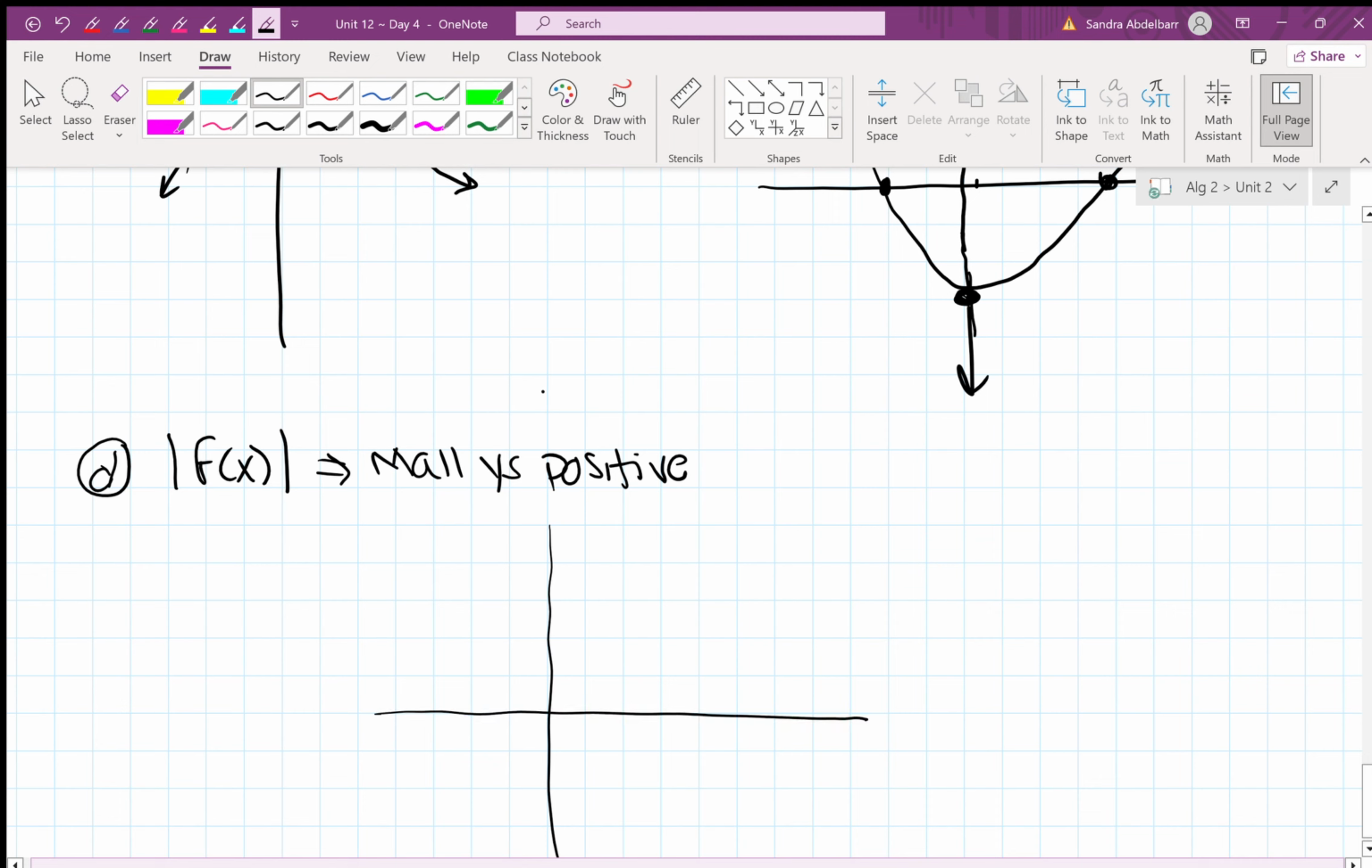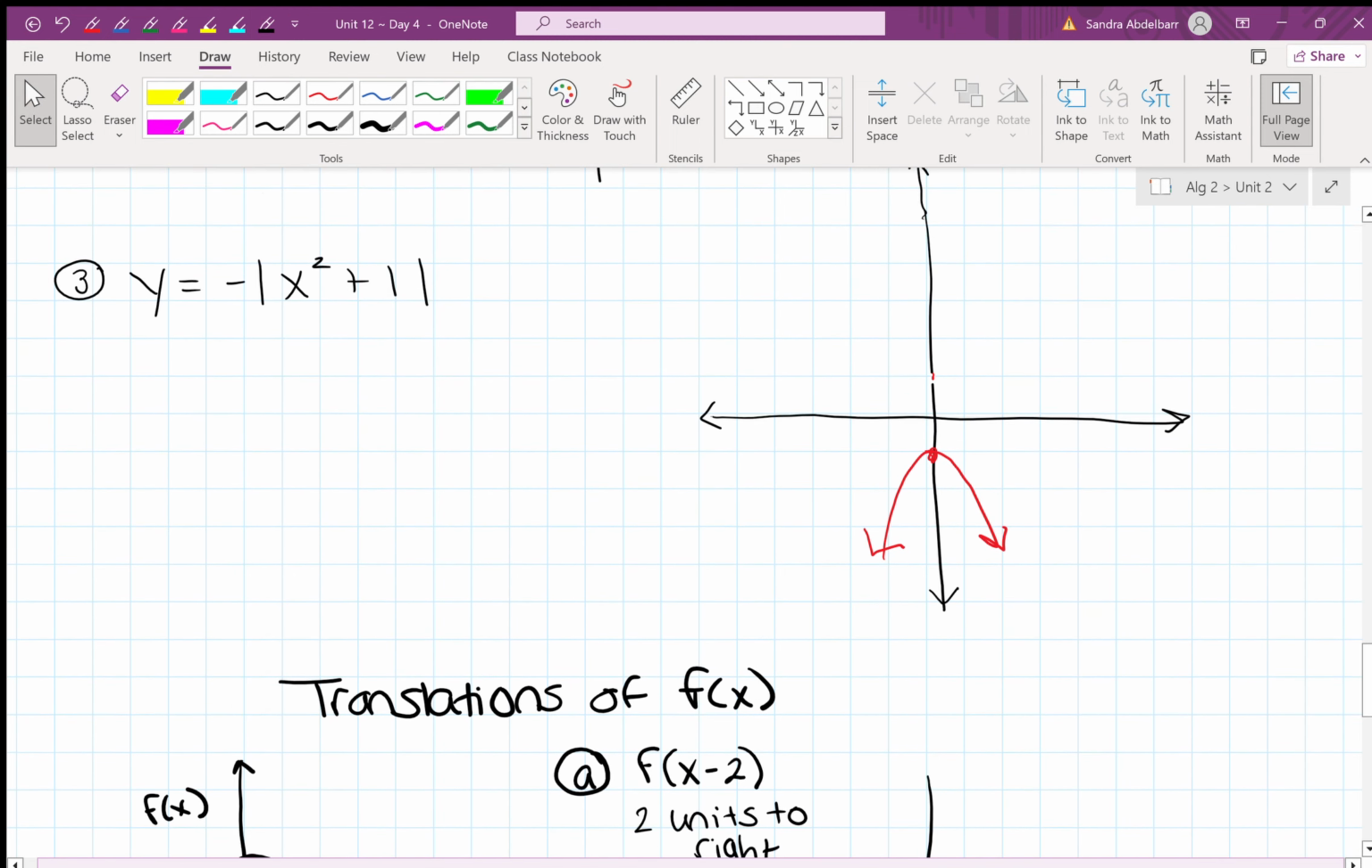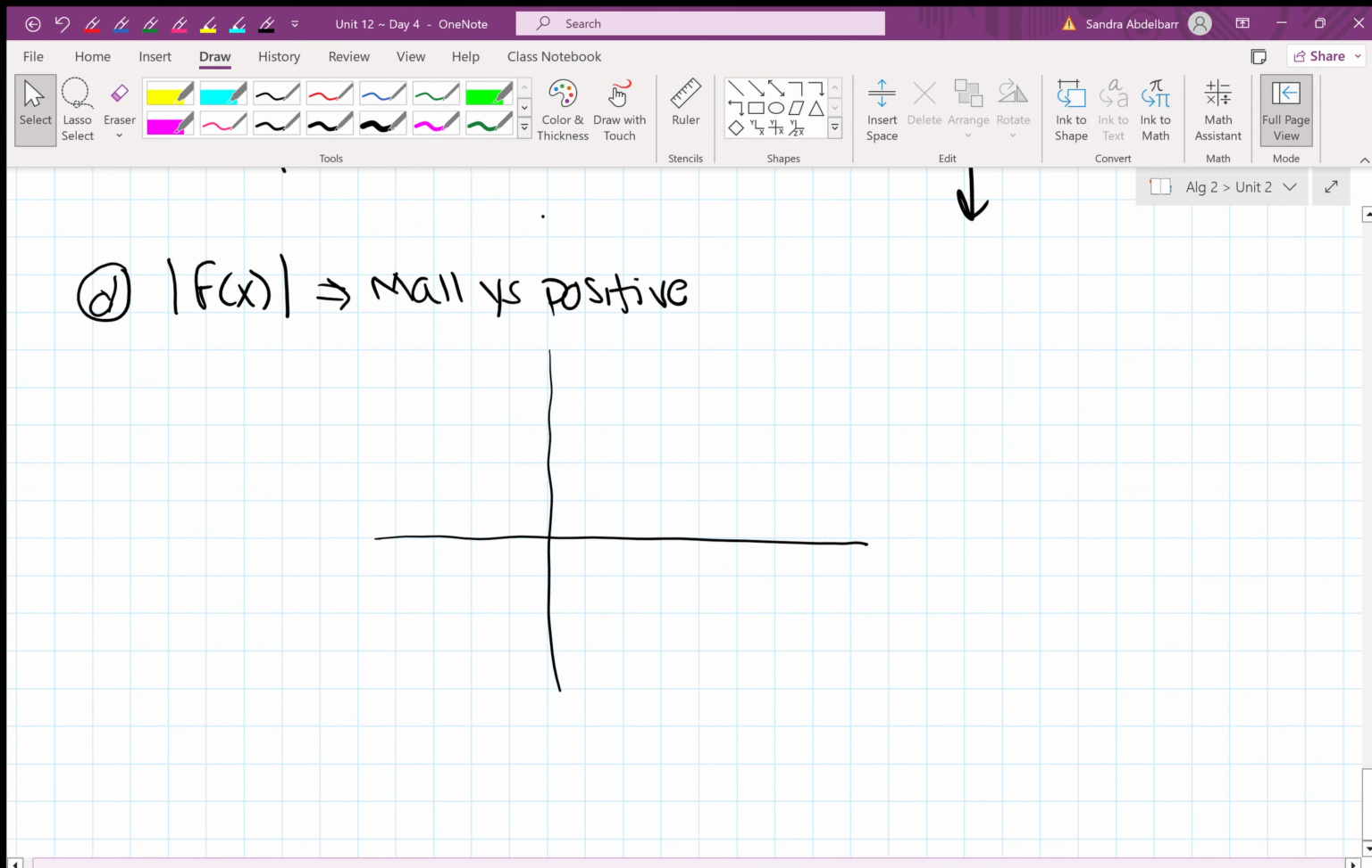So what were my points? I don't even remember. What was the top point? 0, 3? And then the x-intercepts were -2, 0 and 4, 0. All right, so what does this look like? It looks like we reflect it up, come down, bounce back up. That's it. That's everything I needed to show you.